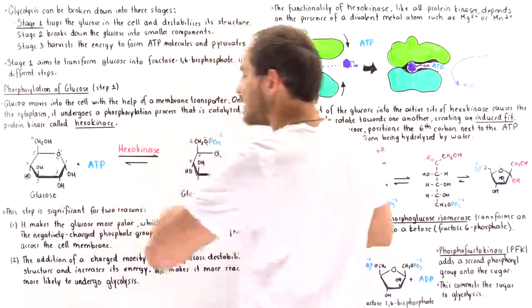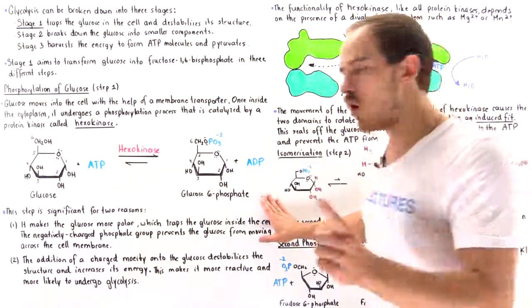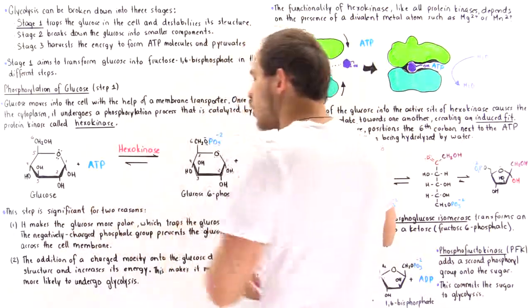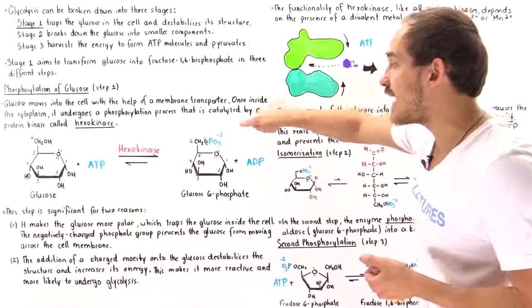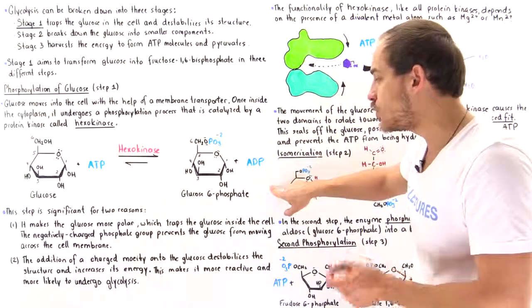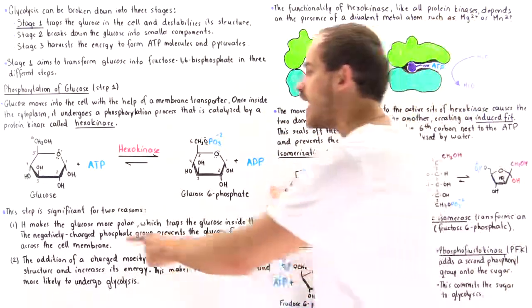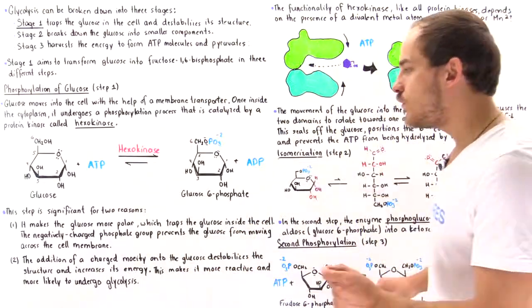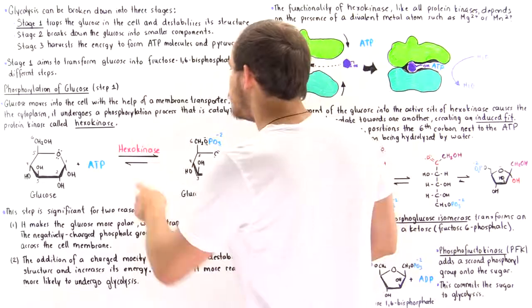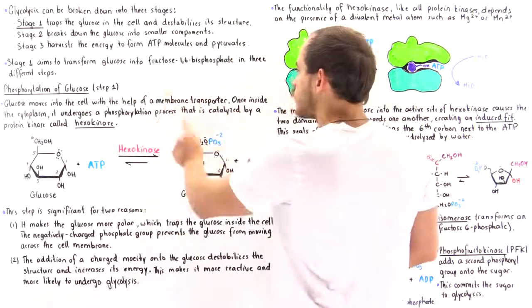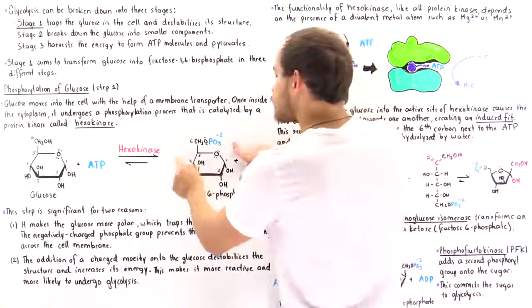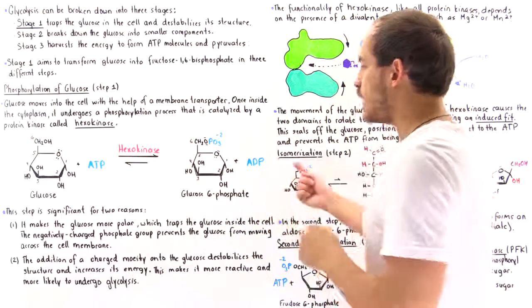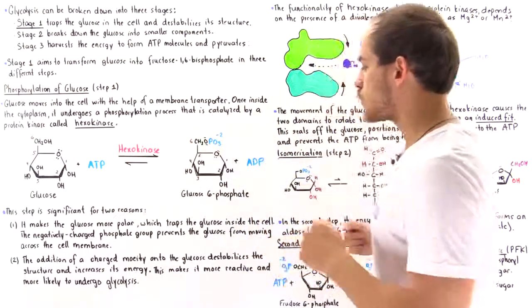So this step is significant for 2 reasons. Number 1 is it makes the glucose more polar by adding that negative charge, and this traps the glucose inside the cell. So the negatively charged phosphate group prevents the glucose from moving across the cell membrane because that membrane transport protein cannot actually attach to the glucose 6-phosphate because of this altered structure.